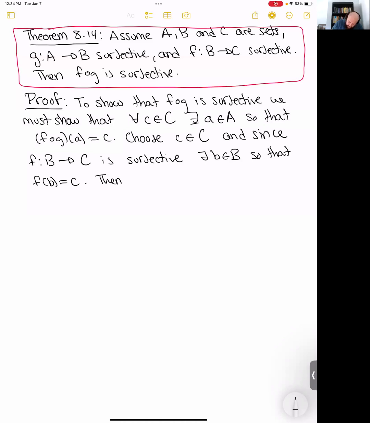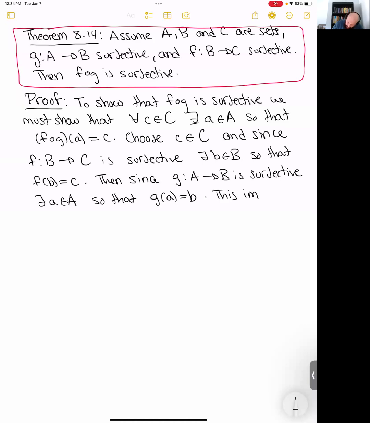So then, since G from A to B is surjective, there exists an a in A so that G of a equals b. Okay, this implies that c is equal to F of b, as we said before, which is equal to F of G of a, as desired. And that's it. So that means the composition is a surjection.